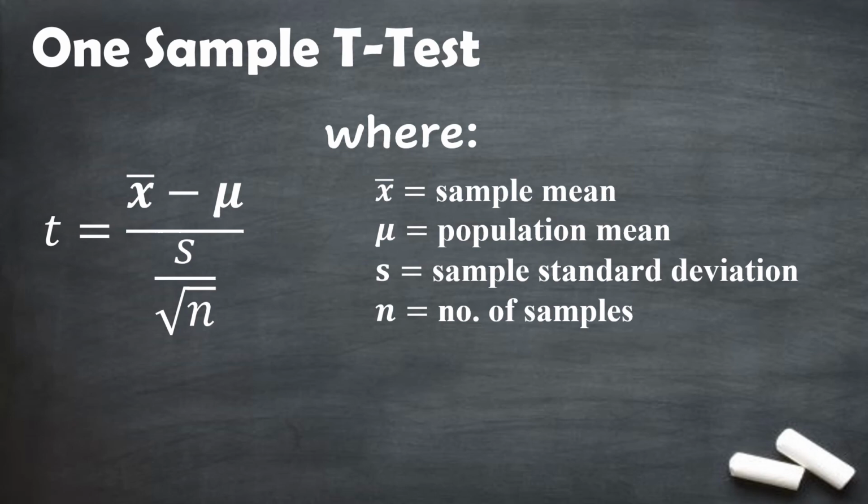So another clue that the given problem is under one sample t-test is that the given standard deviation is for the sample only. Okay, so n should be less than 30, and another thing is that the sample standard deviation should also be given.